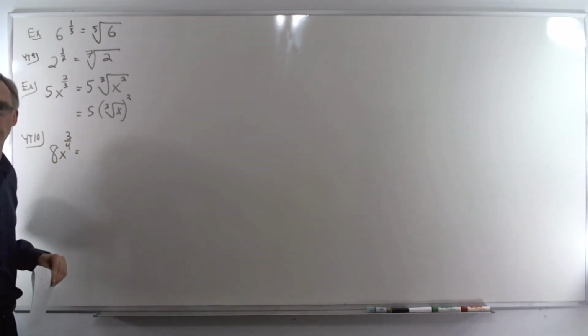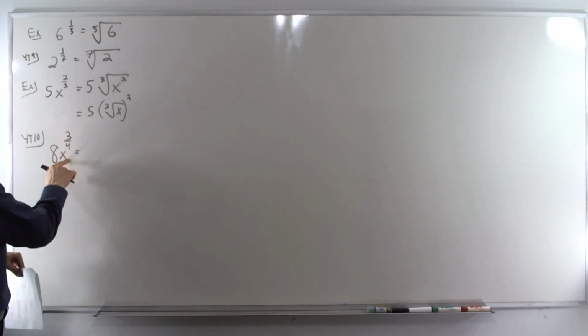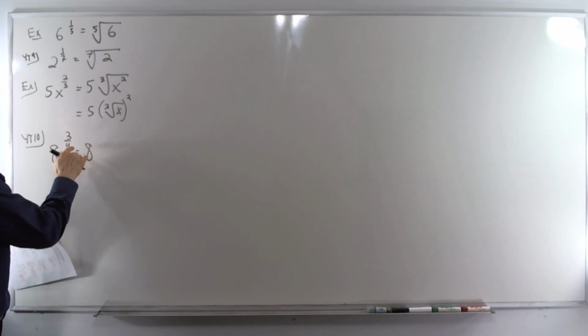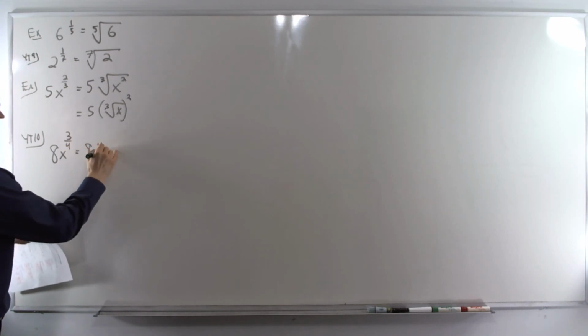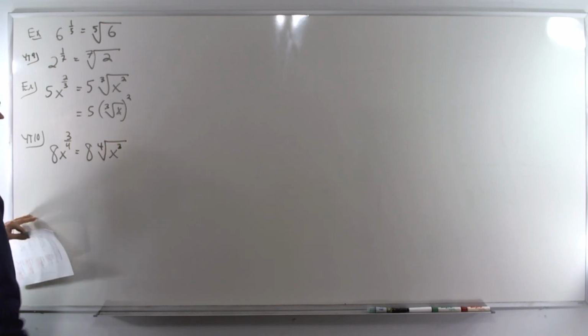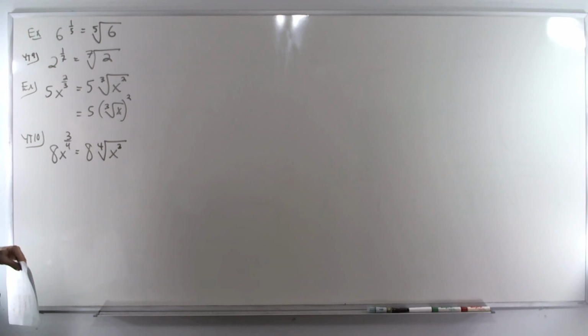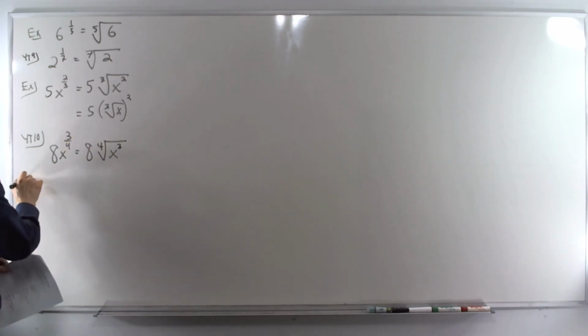8x to the 3/4 power. The exponent only applies to the x, so the 8 stays out of it. We get the 4th root. The denominator becomes the index, and 3 is the exponent. So 8 times the 4th root of x to the 3rd power. And you can write it in that form as well.